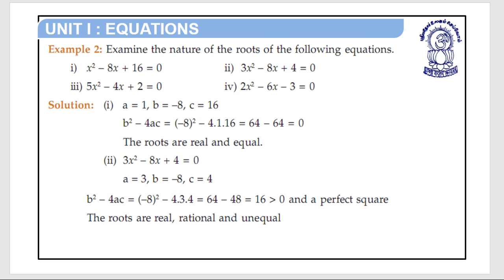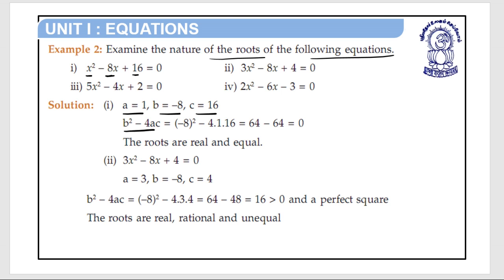Now next example. Examine the nature of the roots of the following equations. Here ax square plus bx plus c is equal to 0 is given. So x square minus 8x plus 16 is equal to 0. So a quadratic equation is given. A is equal to 1, B is equal to minus 8, C is equal to 16.